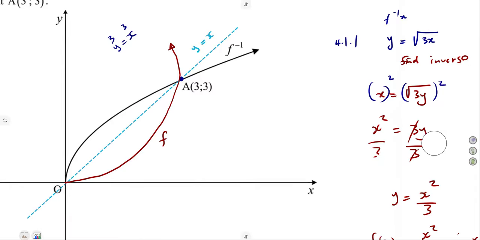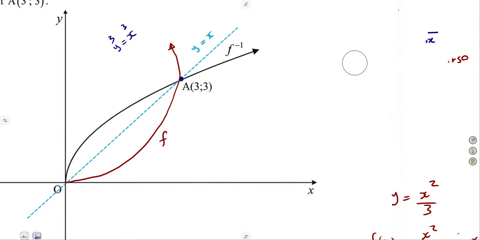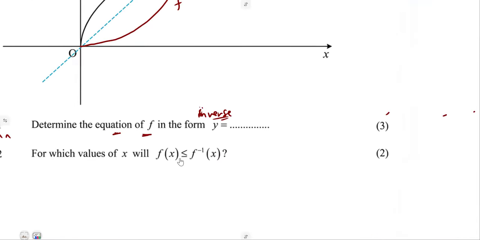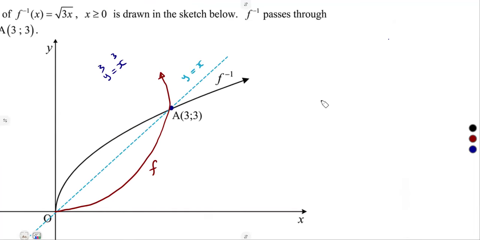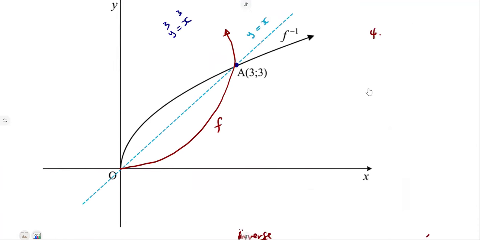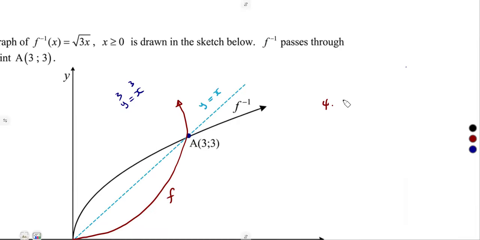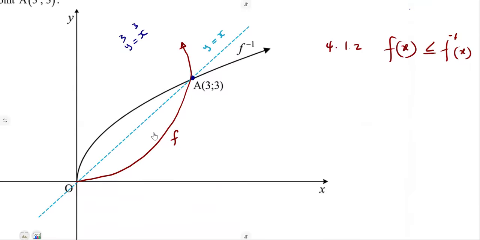So the question here is asking us to say, what are the conditions that f of x is less than or equal to its inverse? This is our 4.12. What are the conditions that f of x must be less than or equal to its inverse? We just saw the two graphs are there. So for f of x to be less than its inverse, we must consider where f of x is found below its inverse.